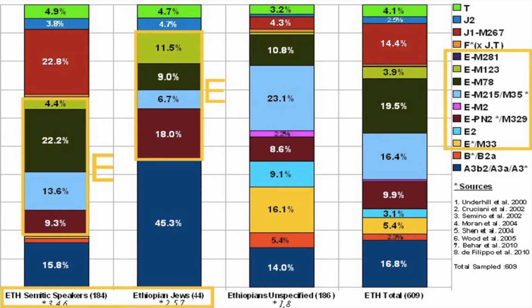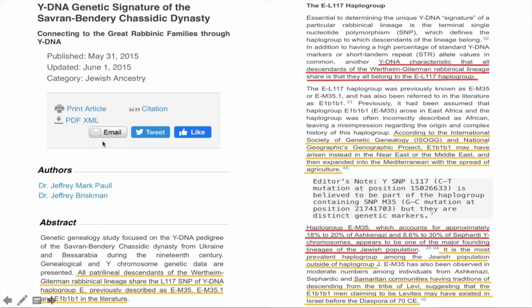And so here is a chart showing Ethiopian Semitic speakers and Ethiopian Jews. A lot of them have different branches of haplogroup E. Here are all the sources, by the way. And so here is a source dealing with Jews and haplogroup E as well. All paternal descendants of the Withnerum Garithman rabbinical lineage share the L117 SNP of Y DNA haplogroup E, previously described as E-M35.